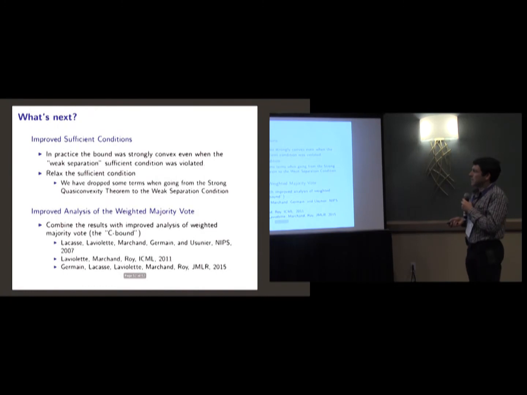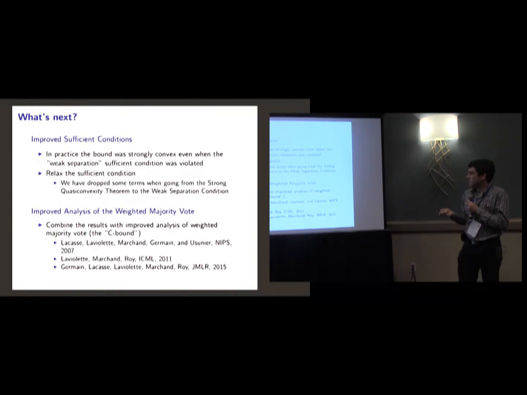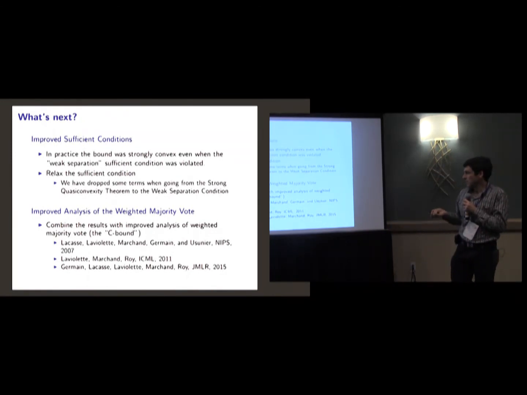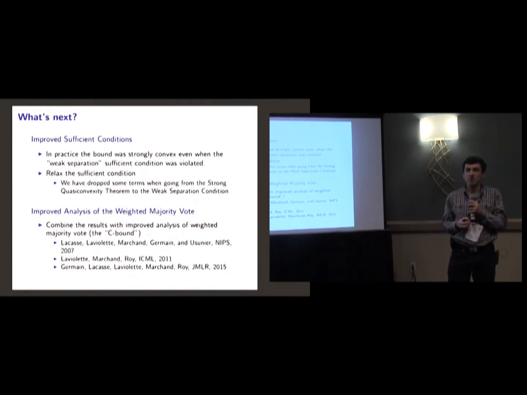Another direction is to do improved analysis of the weighted majority vote, and probably combine the results with the C-bound that Francois mentioned this morning. And here are some works on this C-bound. Thanks for your attention.